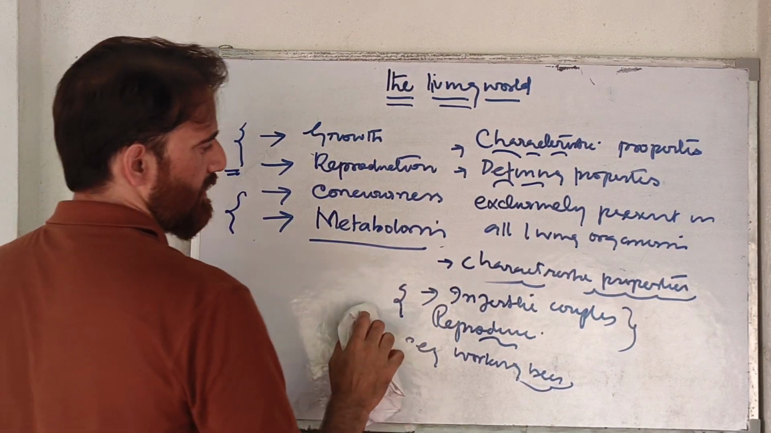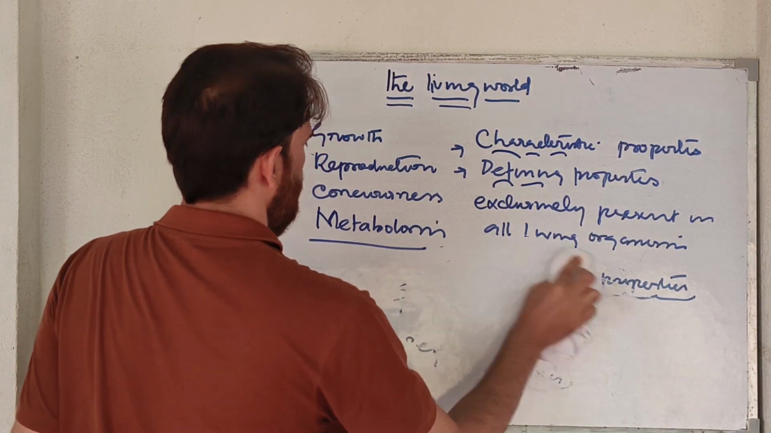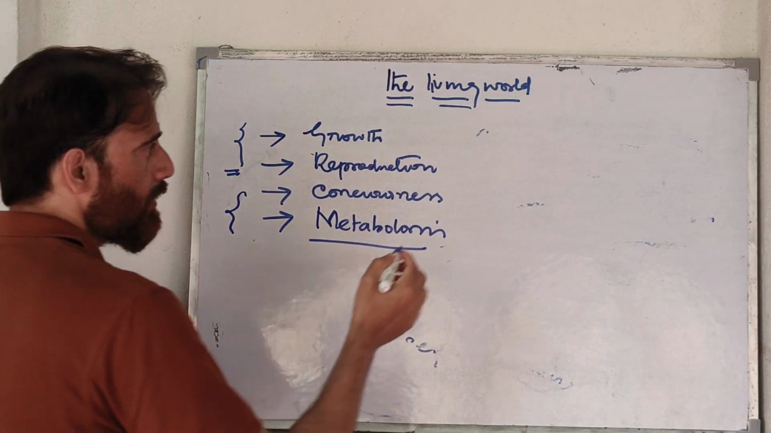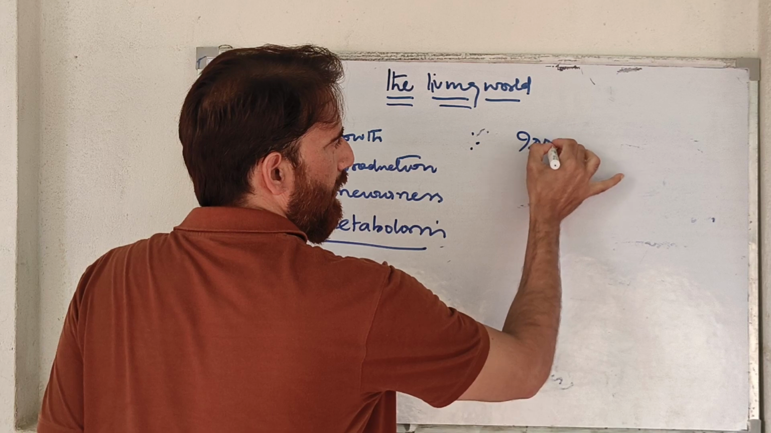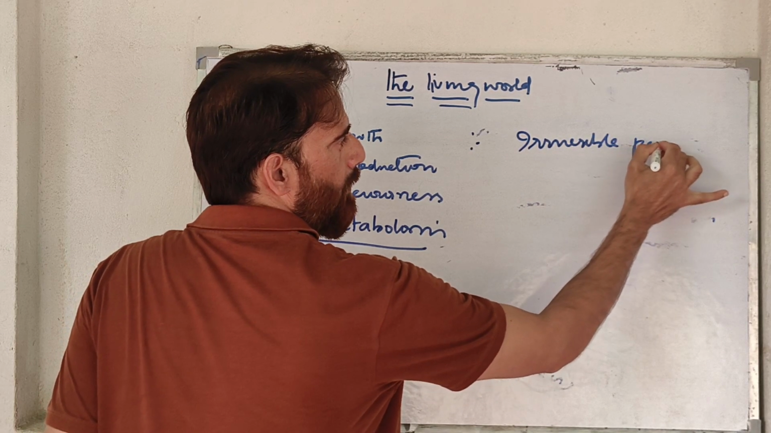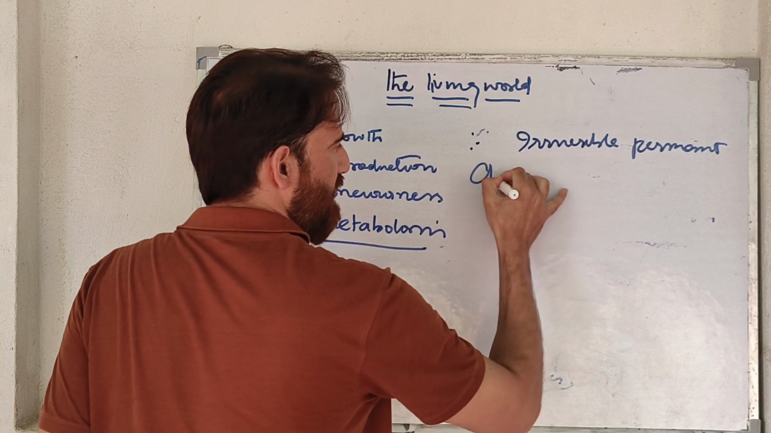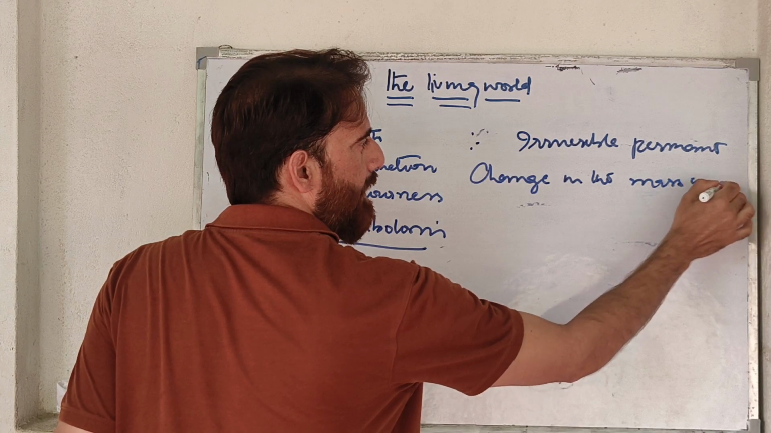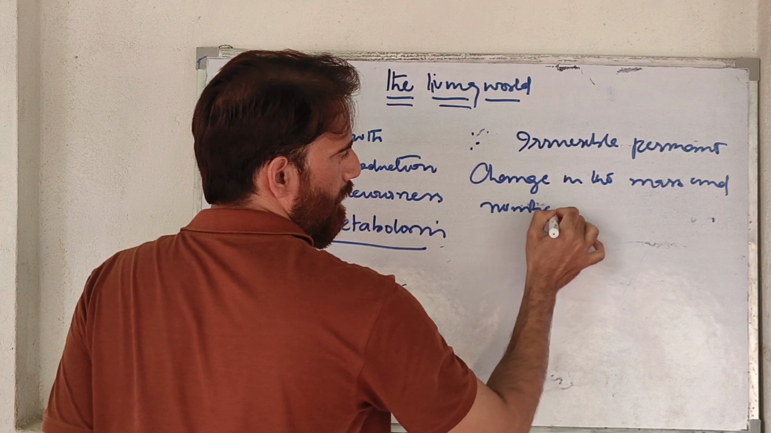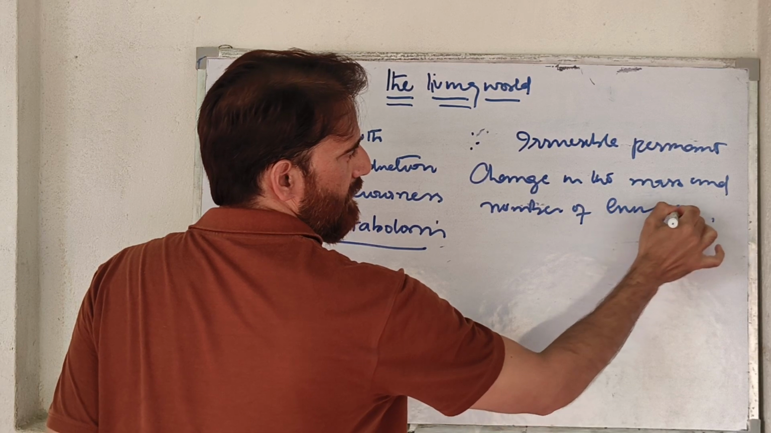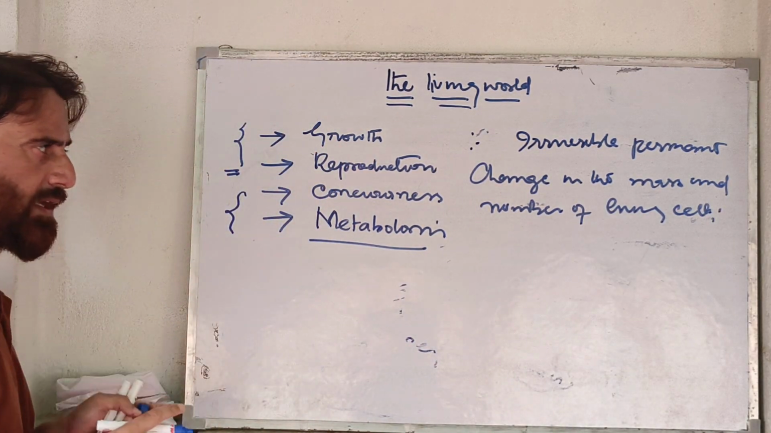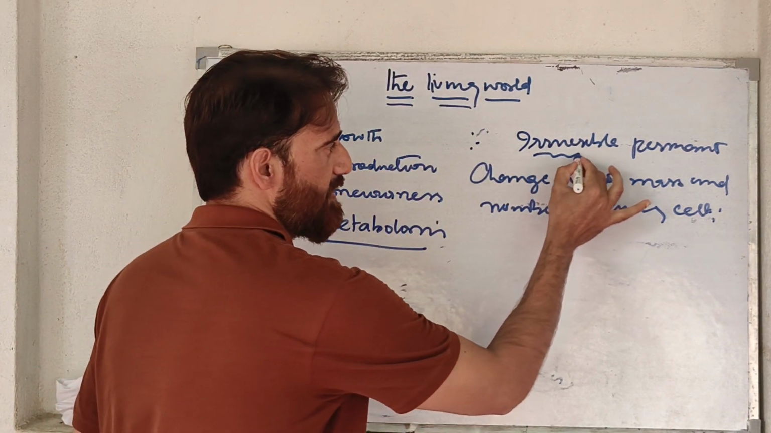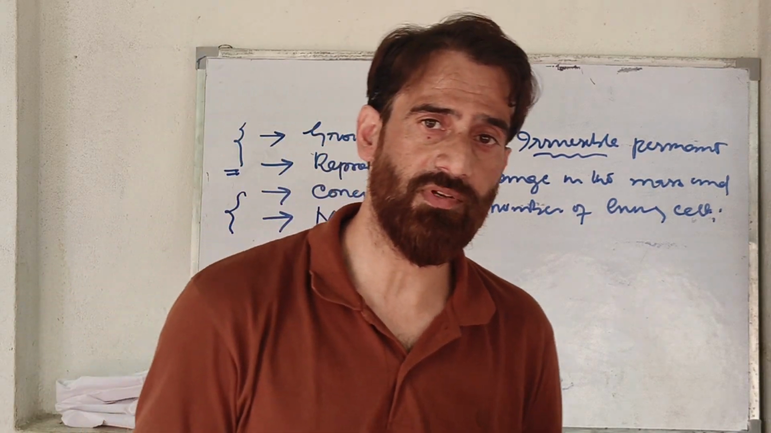So let us discuss these properties, growth, reproduction, consciousness, and metabolism, one by one. What is growth? Growth is an irreversible permanent change in the mass and number of living cells of living organisms. What is irreversible permanent change? It means growth cannot be reversed in the case of living organisms.